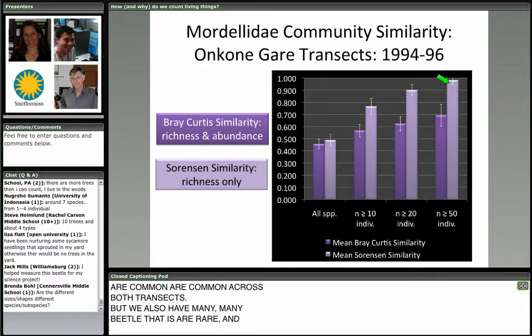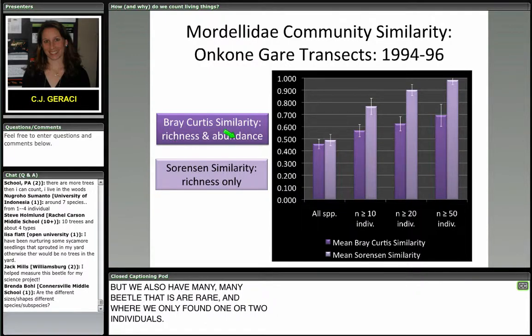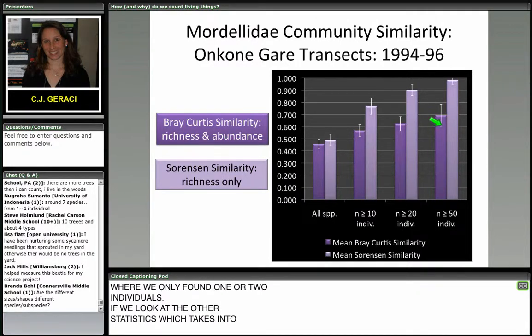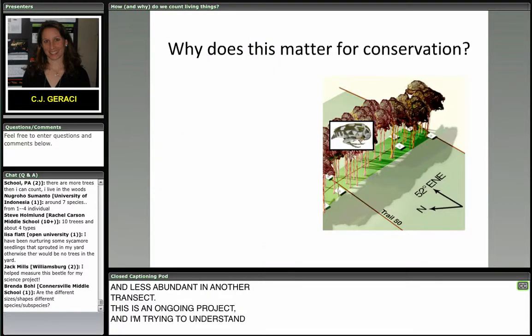And so if we look at the other statistic, which takes into account richness and abundance, you'll see a slightly different pattern. The bars go up, but they don't go up as much. So some of these beetles, even though they're found across the plots, are more abundant in one transect and less abundant in another transect. And so this is an ongoing project, and I'm trying to understand why this is and how the pattern of beetles maps to the pattern of trees.